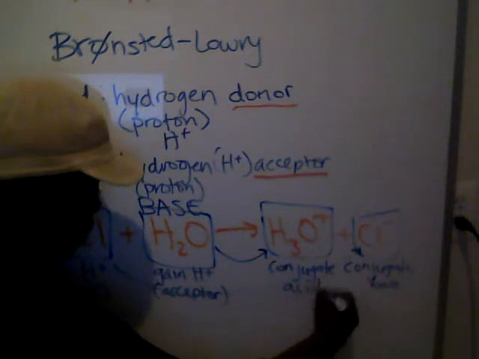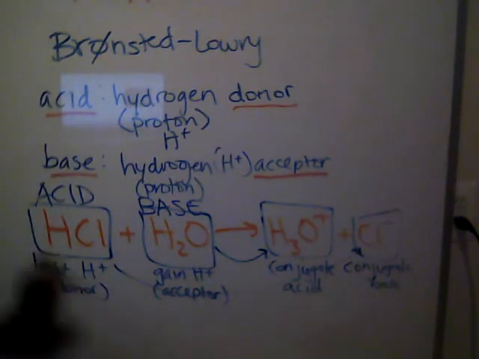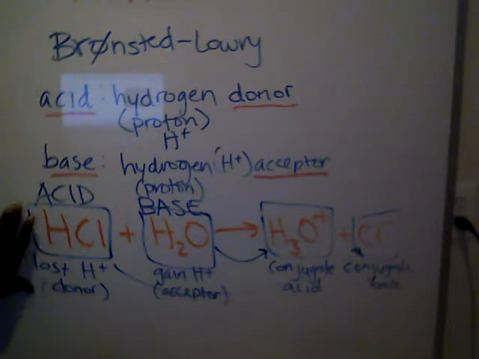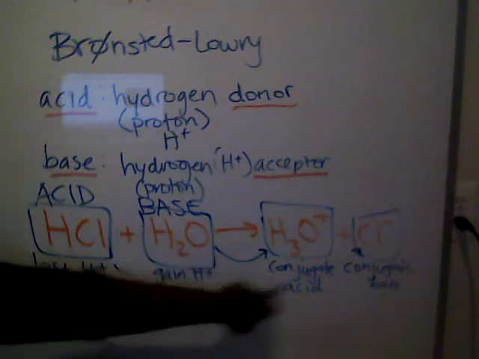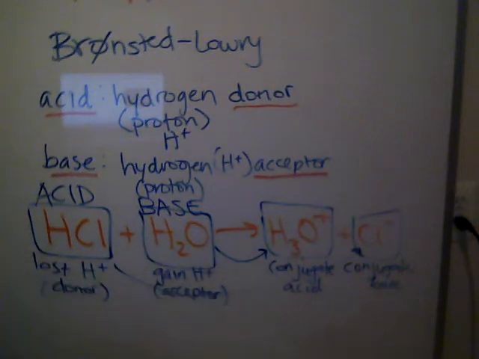I know this may seem completely confusing, but they actually switch off. If it was the acid on this side, it turns into the base on this side. If it was the base on this side, it turns into the acid on this side. Now, why would that be true?